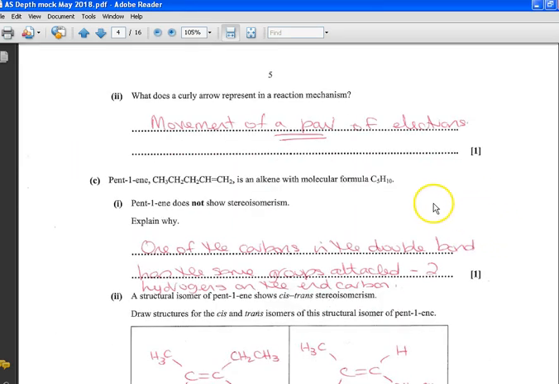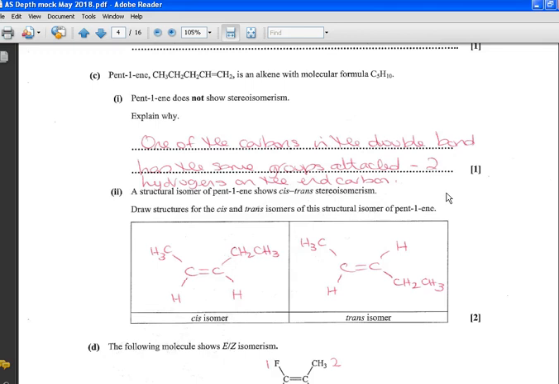Curly arrow, what does it represent? It represents the movement of a pair of electrons, not just of electrons. Okay. Well, the double-headed curly arrow, that is, but we don't use the single-headed one.